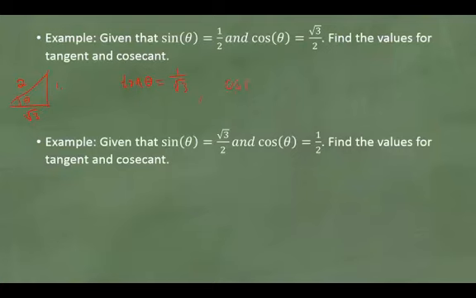Cosecant theta is the reciprocal of this. It's not 1/2, but 2/1, or 2.